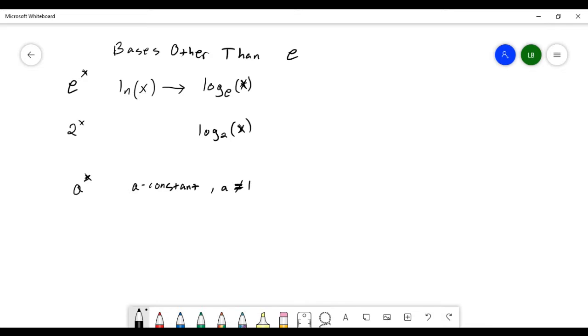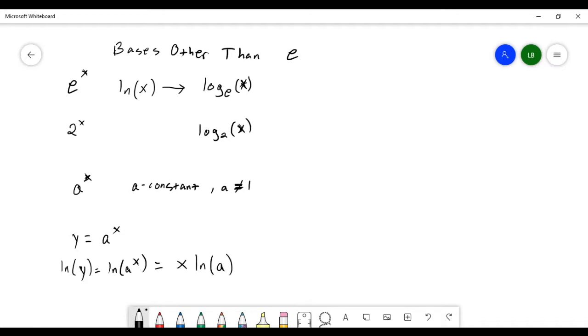If we wanted to take the derivative of this, we could say y is equal to a to the x. Then we're going to use a method called log differentiation. What happens is we take the natural log of both sides, because that allows us to bring our x down out front as a coefficient by one of our log rules.